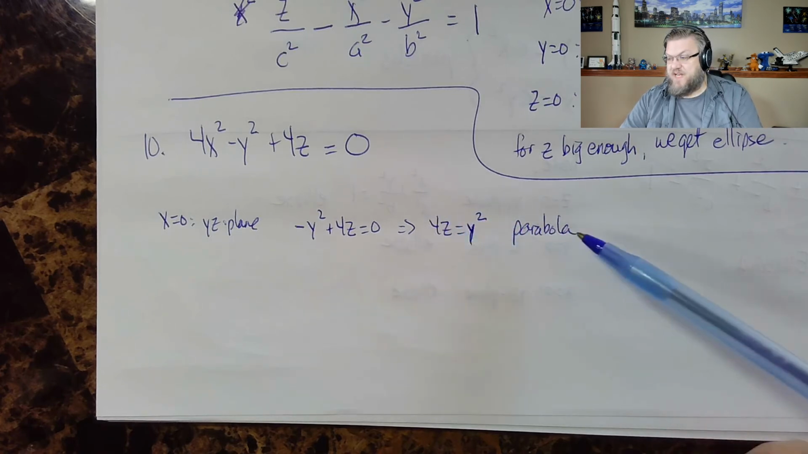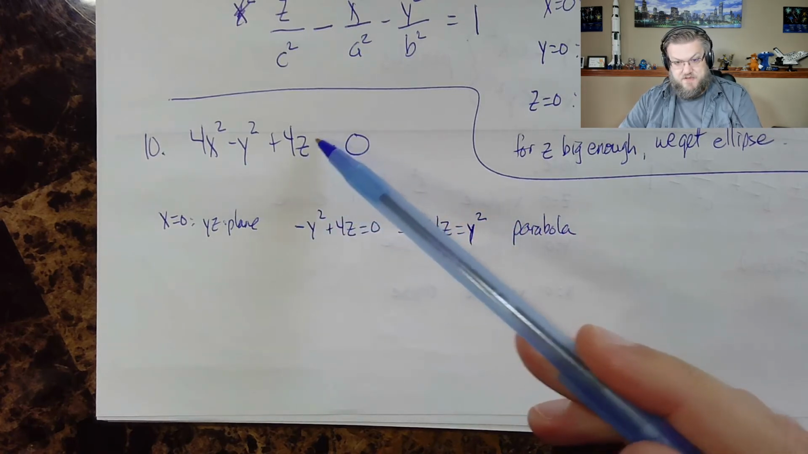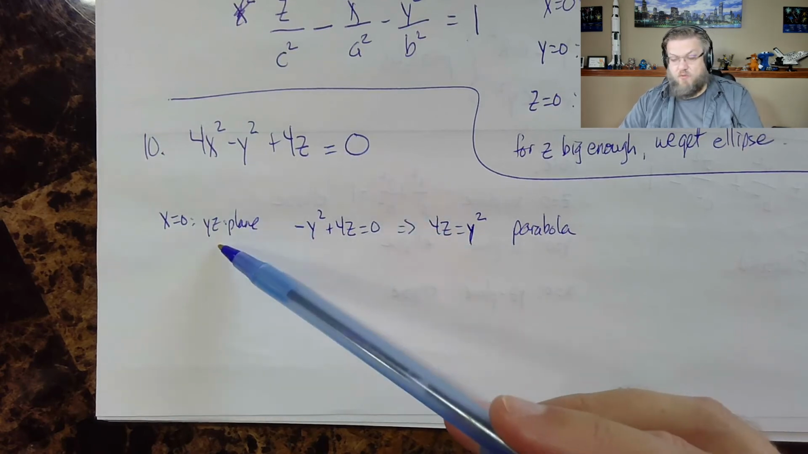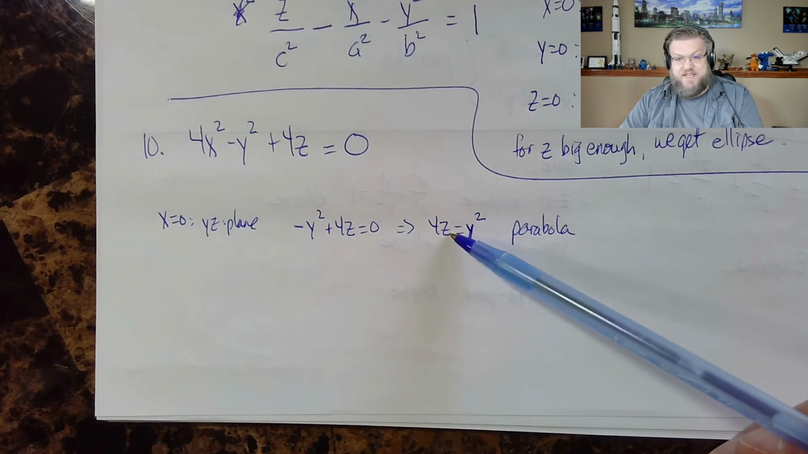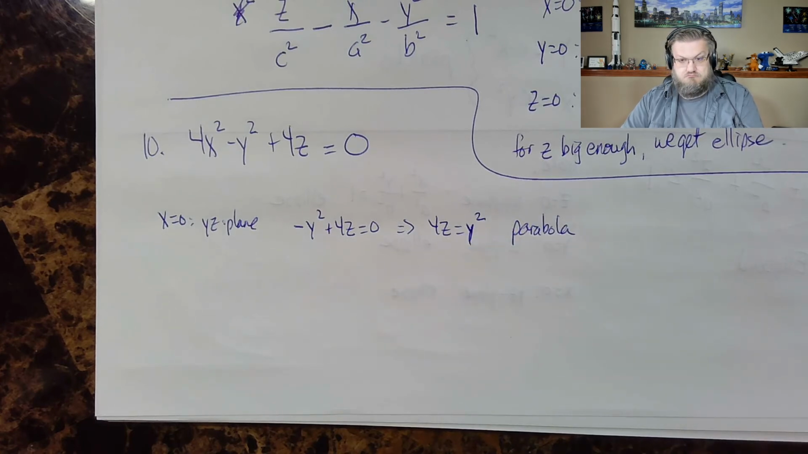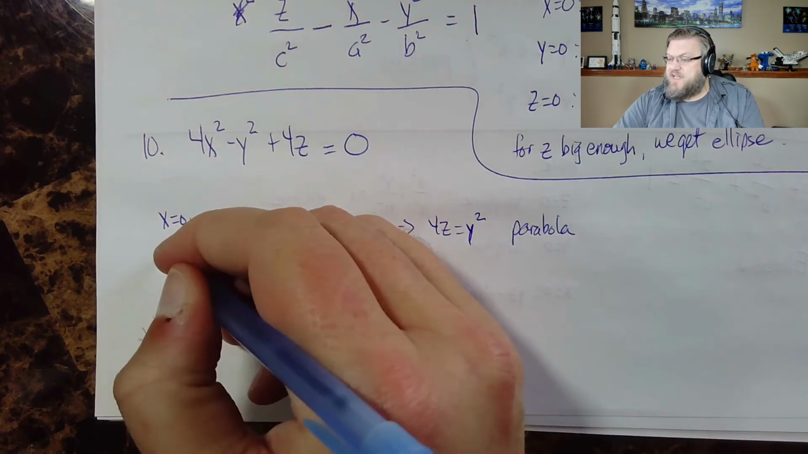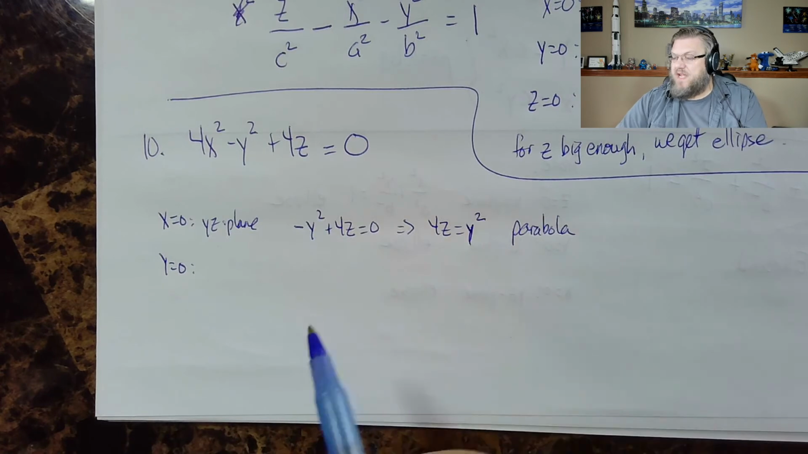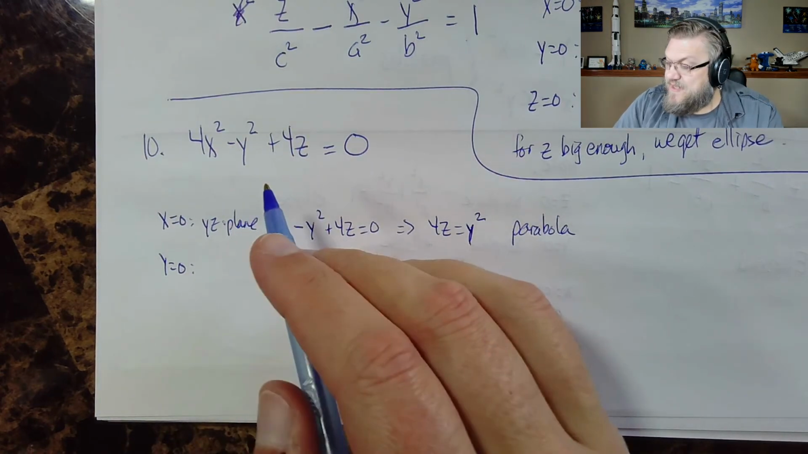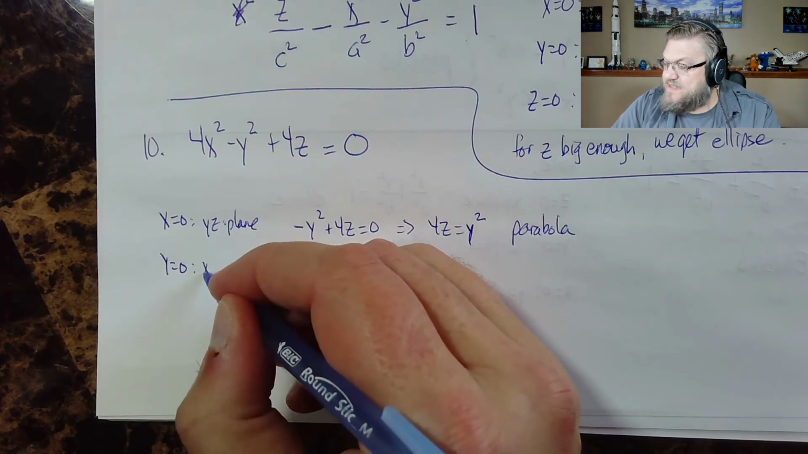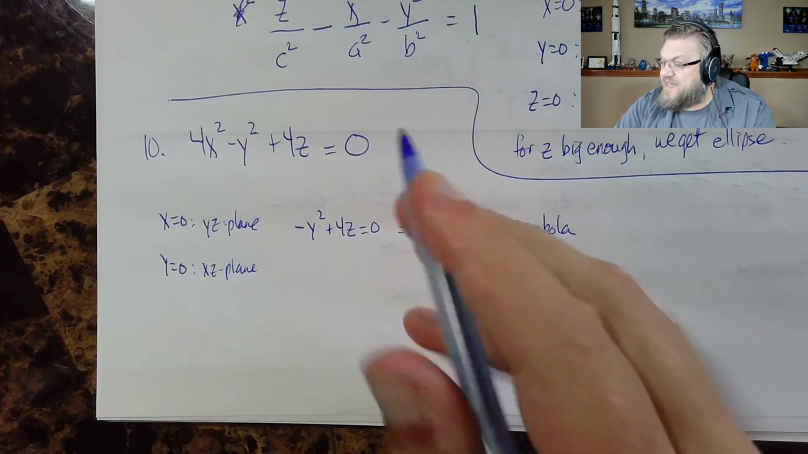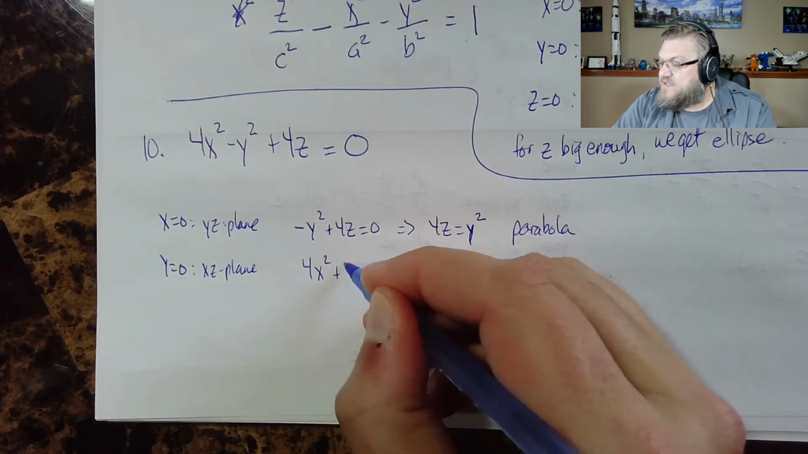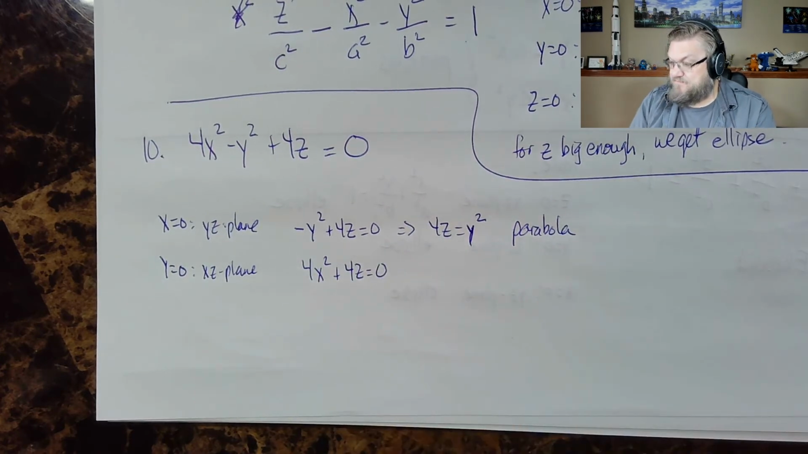So what this is saying is when I intersect this surface with the yz plane, I should not have any negative z values. Let's go ahead and make some more observations. If y is 0, then I get in the xz plane, here's what happens. If y is 0, I get 4x squared plus 4z equals 0.